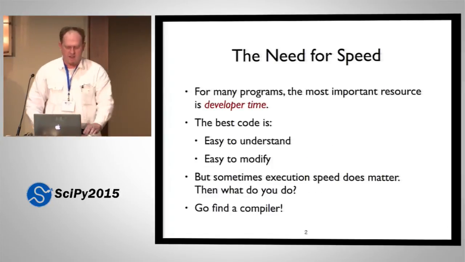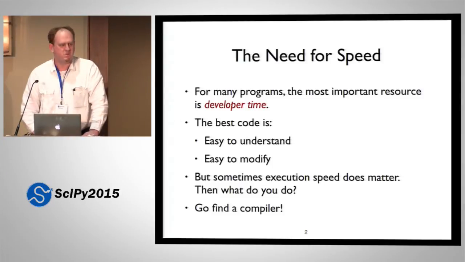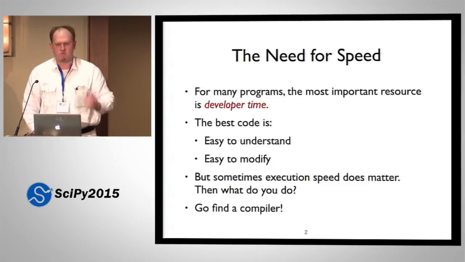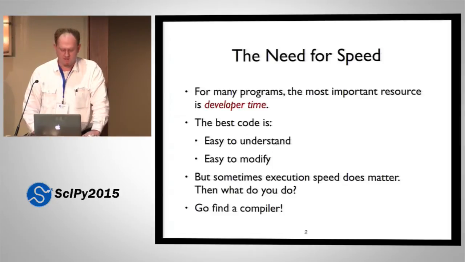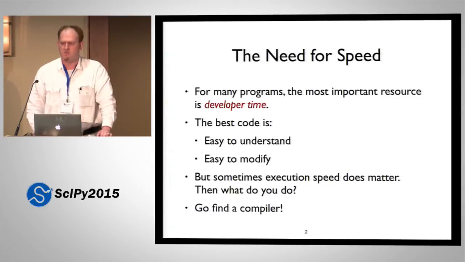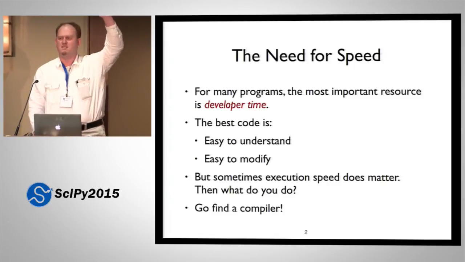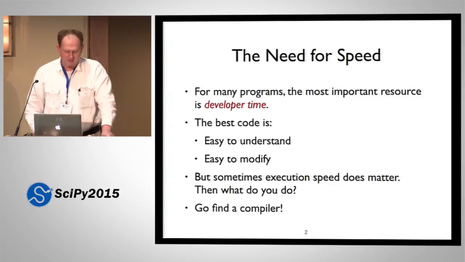So, as was mentioned in the keynote, part of the reason that this comes up is because Python is a fantastic glue language. The reason we all use it is because for many of us, the most important resource is developer time. We need to write 3 programs before breakfast to get our research done. And so the best code is easy to understand and easy to modify, but sometimes you need some code to go fast. How many people here have math code they wish went faster? Okay, good. This hopefully will help you.